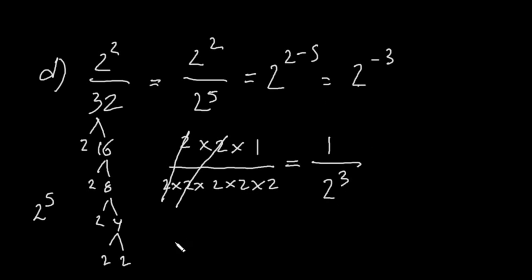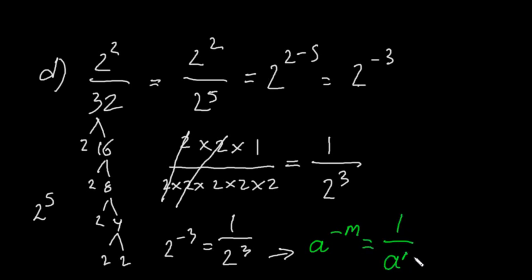And so we notice here that 2 to the power of minus 3 equals 1 over 2 to the 3. And in general, a to the power of minus m equals 1 over a to the m. Alright, I hope this has given you a clear understanding of our second index law.